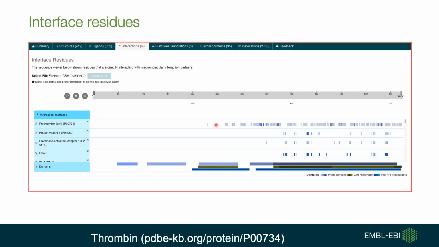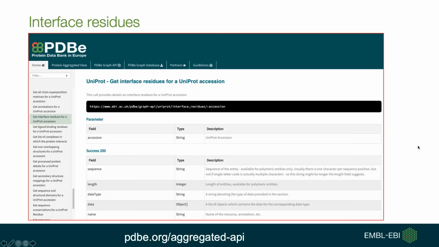And we can see some of the residues at this location are actually interacting, and whatever we are highlighting here are the residues which are part of the protein-protein interaction. This data is provided by the API get interface residues for a UniProt accession, which can be found in the UniProt category.